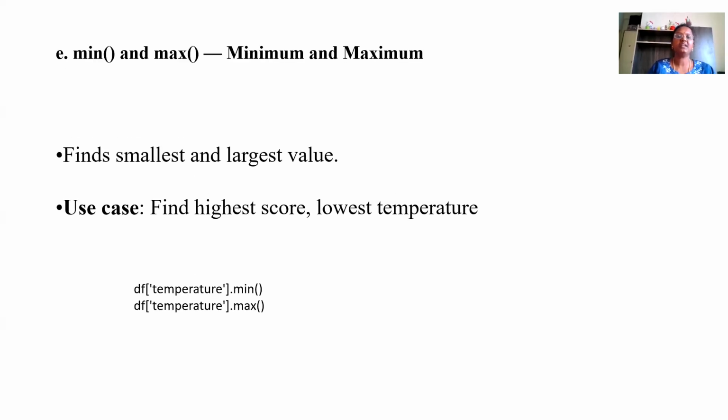And the next thing is the min and max aggregate functions. Here we find the minimum and maximum value of your data set. Using min and max, you can find the smallest and largest values of the data frame. The use cases are finding the highest score or the lowest temperature. Here you can see the syntax: the data frame, inside that you apply the dot min operation on the temperature column. DF is nothing but the data frame. In the same way, you just change to the max operator and you can find the maximum temperature of the data frame.